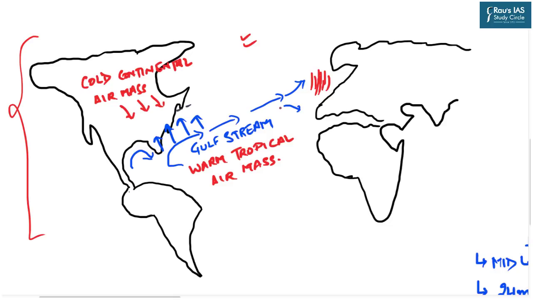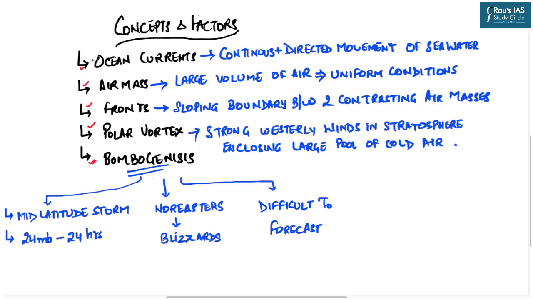First we will try to understand the basic key concepts which play an important role in the generation of bombogenesis and its further movement. First of all, you need to understand what we exactly mean by ocean currents. Yes, I agree that many of you will know this, but for those who do not, ocean currents are the continuous and directed movement of sea water within an ocean.